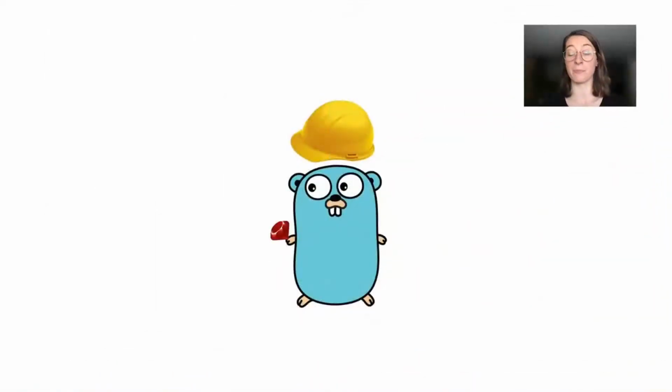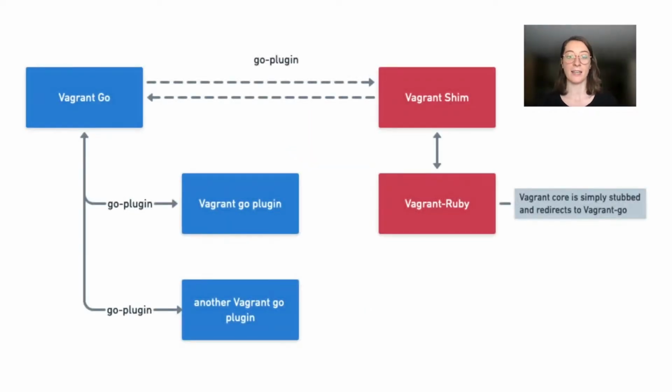So last year we were here and we talked a little bit about Vagrant and Go and Ruby, and how we were planning on transitioning from Vagrant being a Ruby project to Go and how we were going to make that happen. Today we're going to actually be building a Vagrant Go plugin. So let's take a little bit of a refresher on how that whole architecture looks.